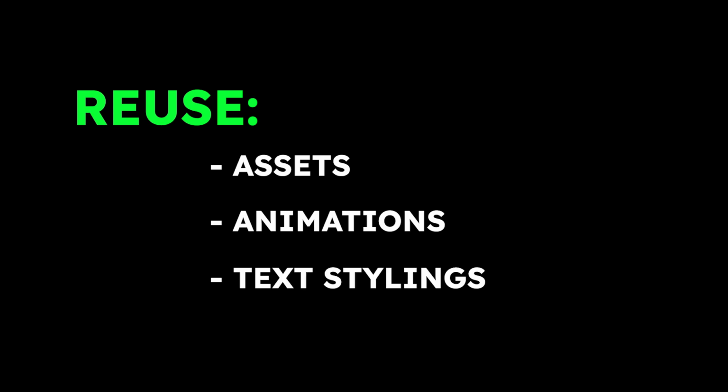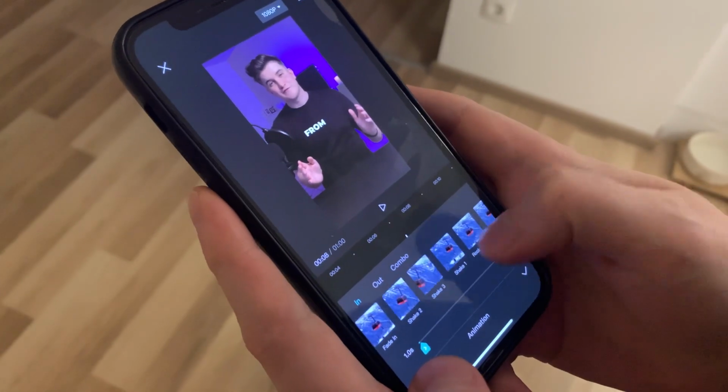When it comes to choosing the right editing software for you, the most important aspect when it comes to editing fast is the ability to reuse assets, animations, and text stylings. This is why, for example, CapCut, which is a free mobile app or desktop app, isn't ready for fast editing yet because you need to reapply every styling and everything you do on each video. But we will get into the animations, assets, and so on later in the video.